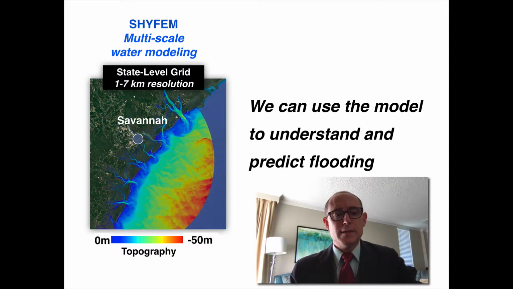So again, this is the model at the large scale, if you like. This is the coast of Georgia and Savannah, and this is a model that we call the state level grid. It covers the entire coast here, and the resolution here in the outer water is between 1 to 7 kilometers. And we can use this model to also understand and possibly predict flooding events associated with extremes like hurricanes.